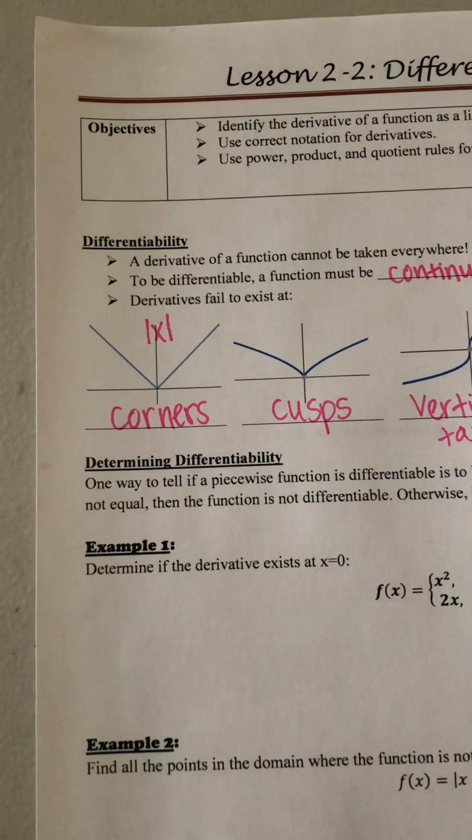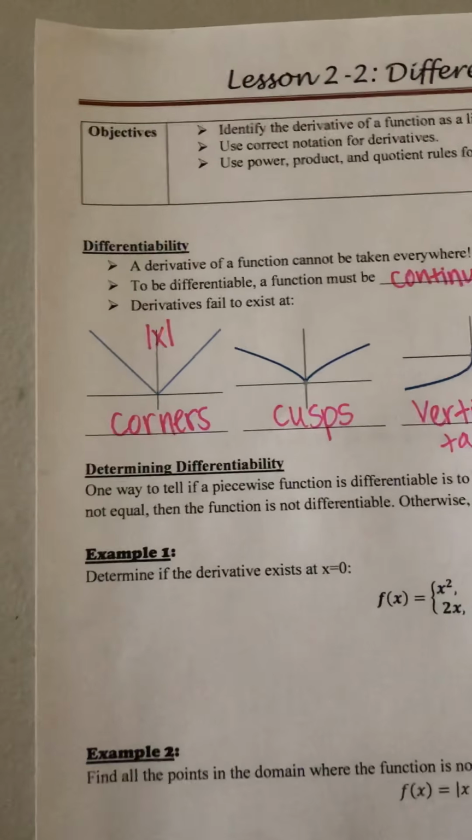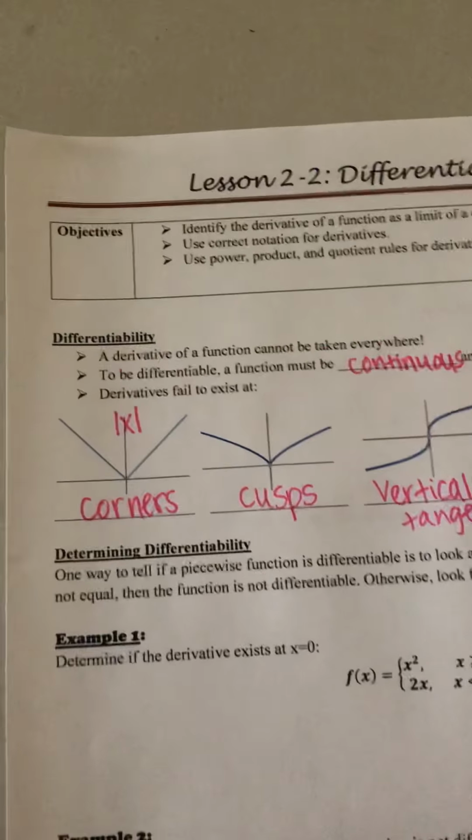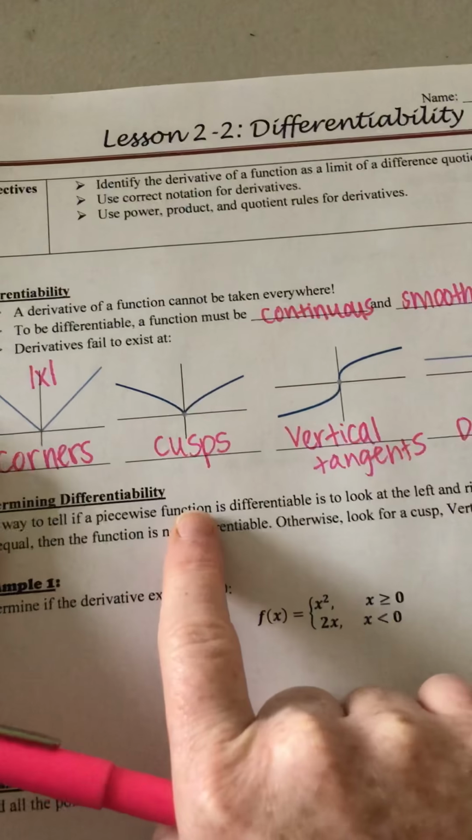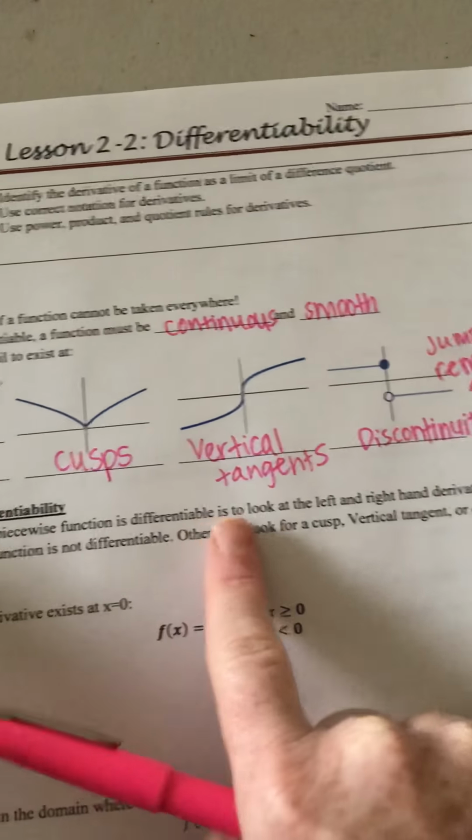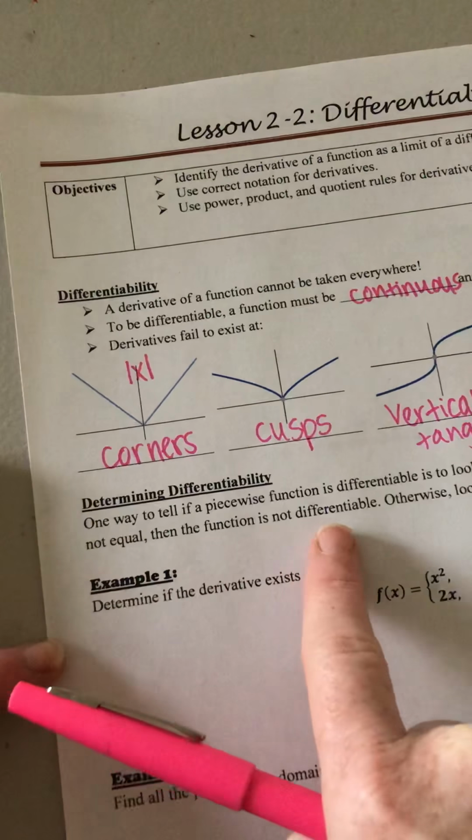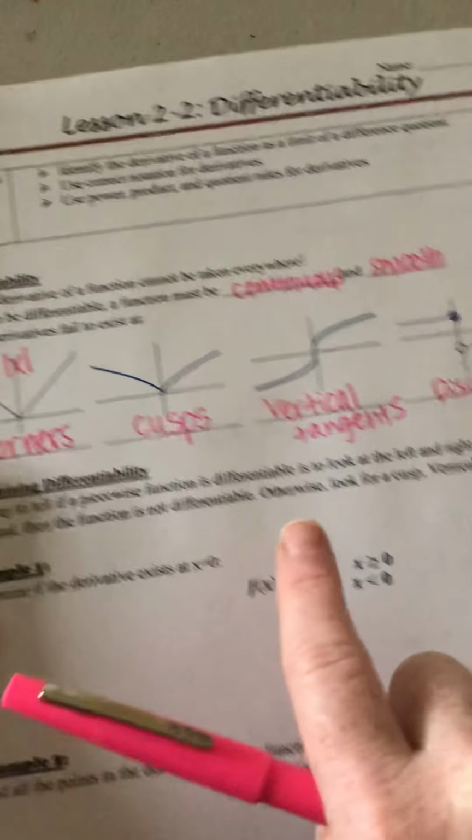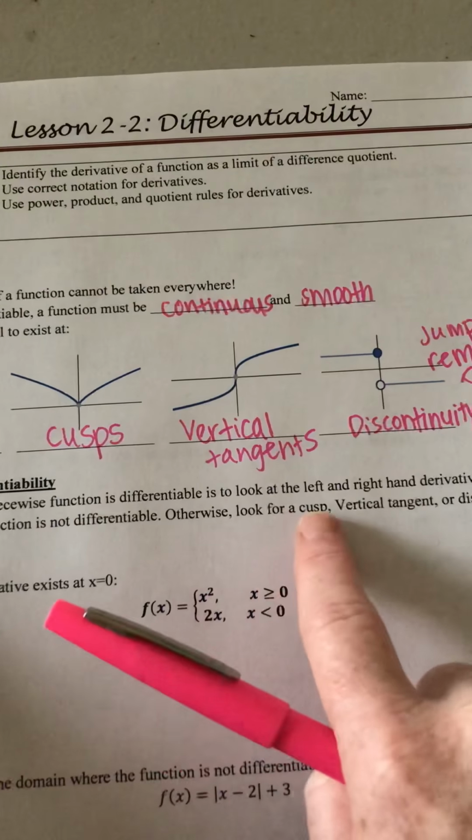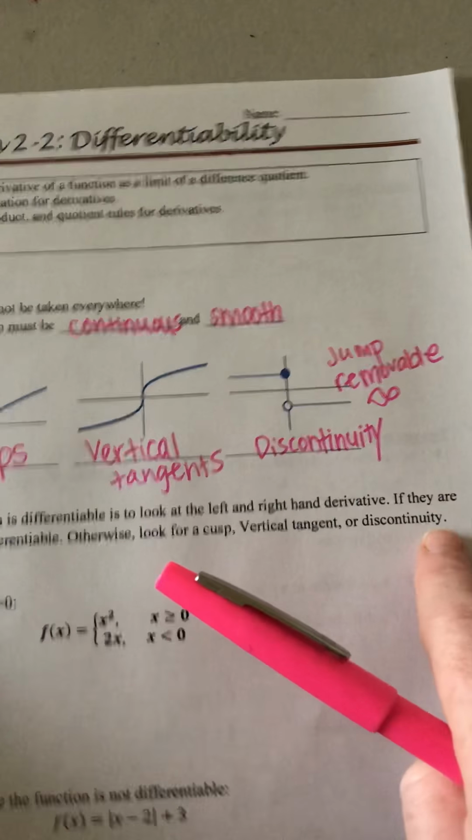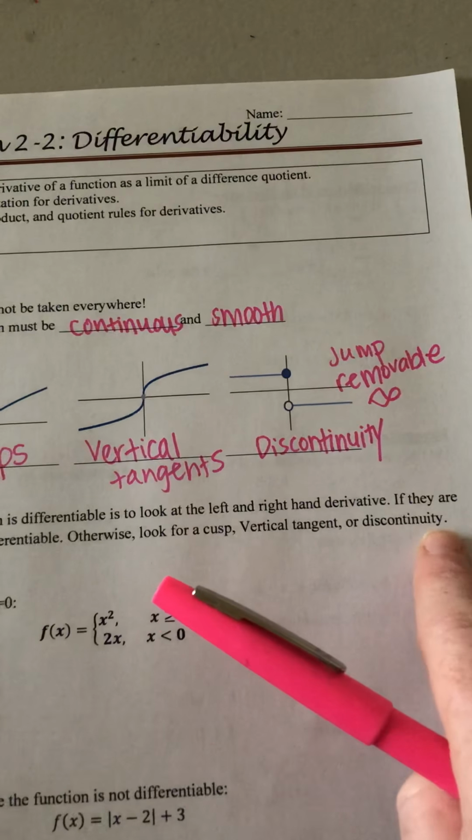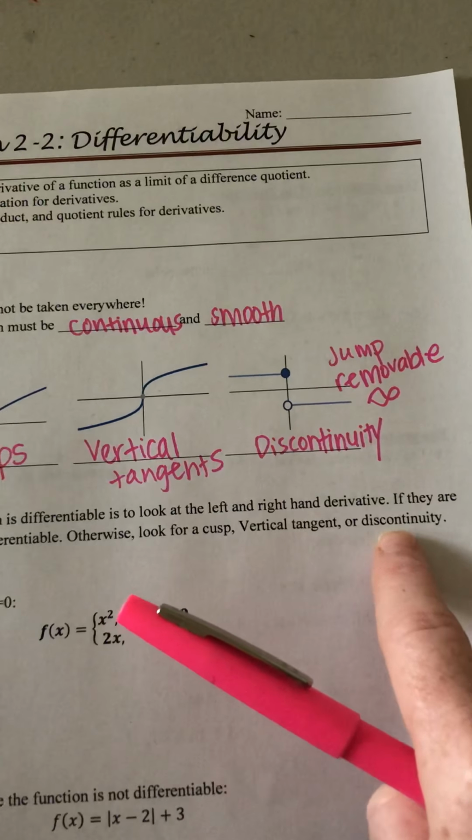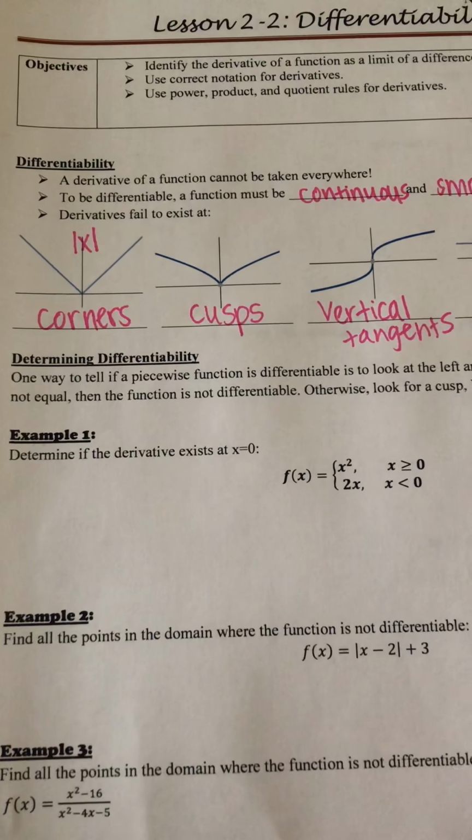All right, so determining differentiability. That means you can differentiate the function. One way to tell if a piecewise function is differentiable is to look at the left and the right hand derivative. If they are not equal, then the function is not differentiable. Otherwise, in our other examples, we'll look for a cusp, vertical tangent, or some kind of discontinuity, which we've already learned how to do. So let's look at example 1, and that is a piecewise function.